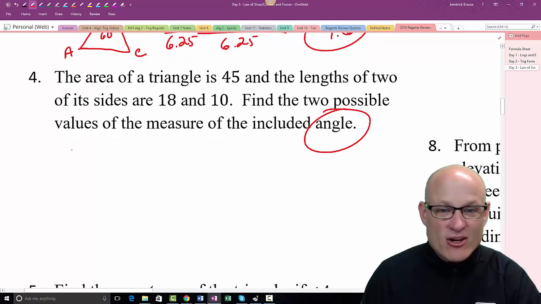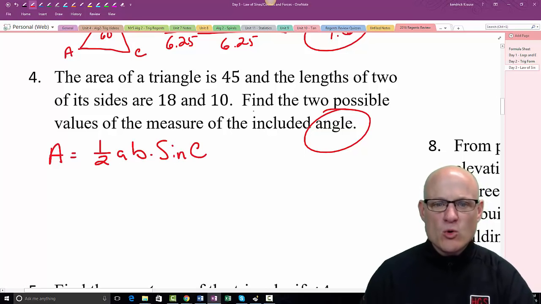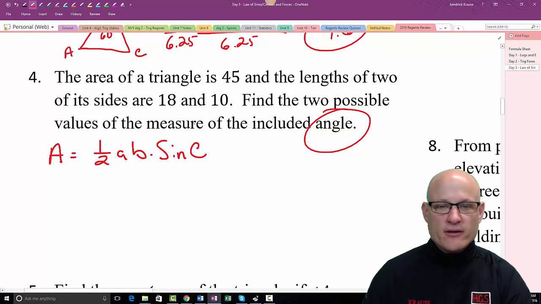All right, we've got another one that's backwards. Find the area of the triangle. So I'm giving you the area. So we're going to use this formula. Area equals 1/2 AB times sine of C. Whoa, whoa, whoa, whoa, whoa. Let's back up the crazy train here. This one's a little bit more tricky, so I probably need to stop and talk about it for a second.